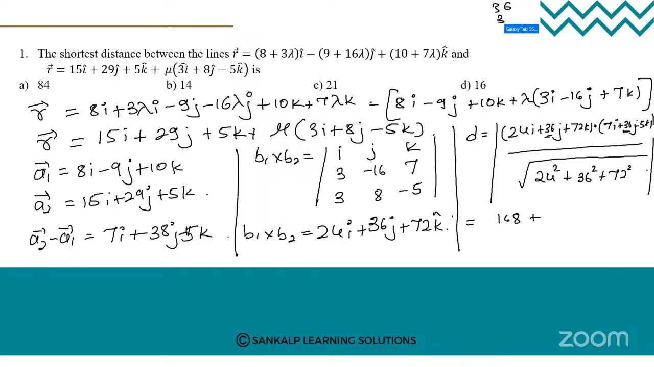36 into 38. 8, 6. This is 3. This is 1. So 1368. Next 72 into 5. This is minus 72 into 5, 360. So this is minus 360.